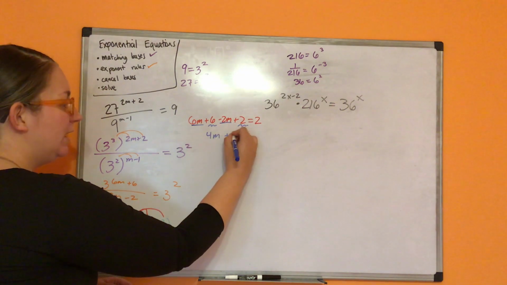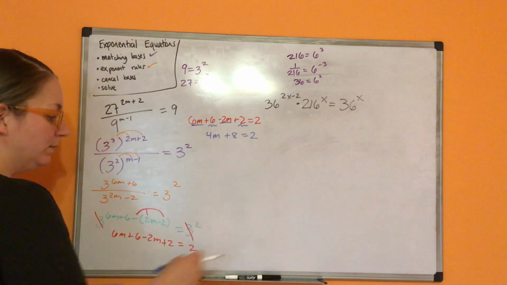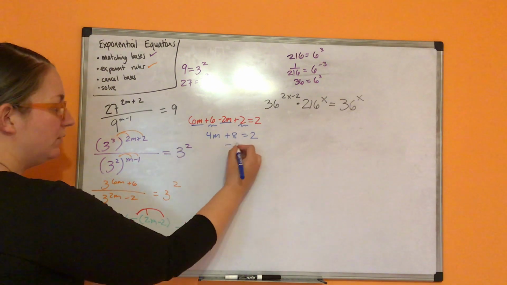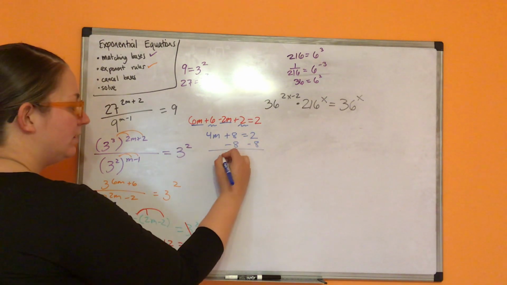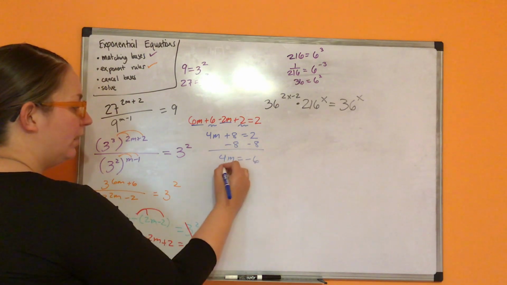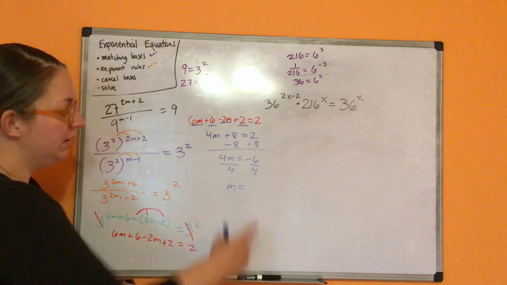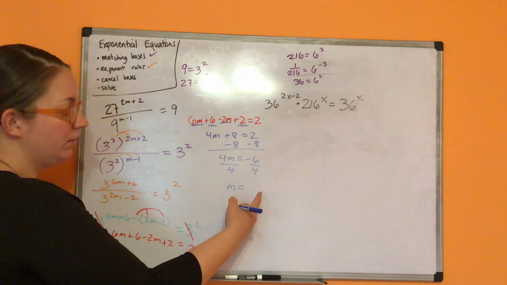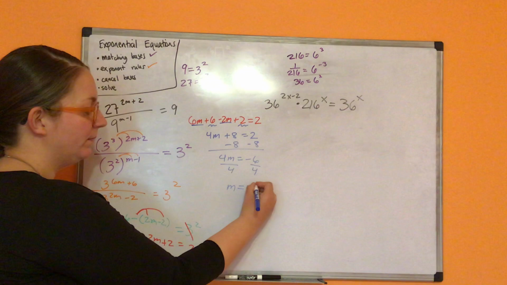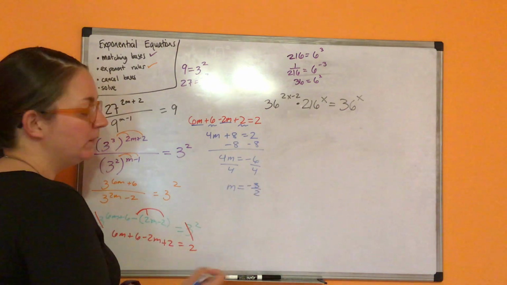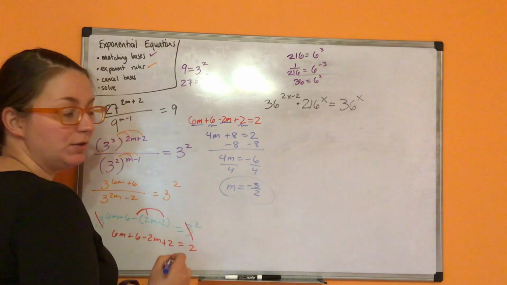6 plus 2 is 8 equals 2. And just solve that out. So subtract 8 and divide by 4. Leaving this as a fraction, negative 6 over 4 can be reduced. I can divide both of those by 2. I get negative 3 over 2. You can also use a calculator to help you reduce that fraction.